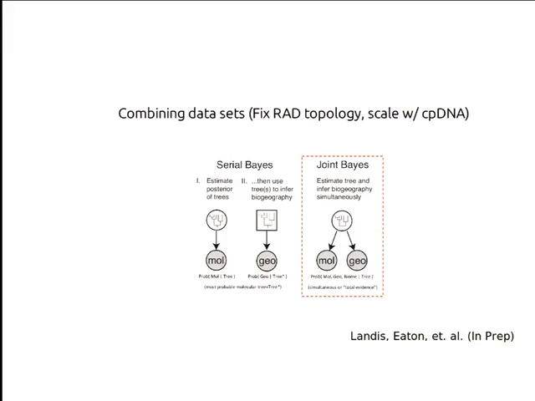We've applied now a number of comparative methods trying to understand what the best way is to combine these data sets. One way we've been doing is to fix the RAD topology, which we think has much better resolution in many parts of these trees, but then to scale the data set for dating using the chloroplast data, which may be more clock-like for that purpose. And we've been using a joint estimation approach of co-inferring historical biogeography and the tree using RevBayes.